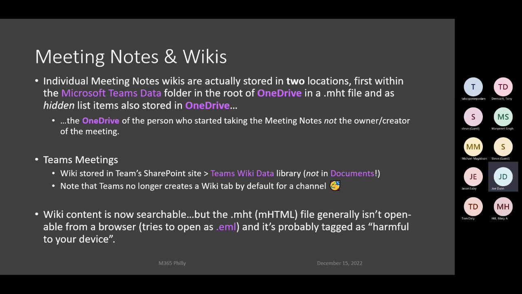Now, very recently, last month, I think, Microsoft went ahead and changed the defaults for Teams. Now you no longer get a wiki tab created by default, which is great because I like using OneNote, and OneNote is integrated with Outlook, has been since it came out. It does great meeting notes. Why they decided to go with a wiki, I'll never understand. But just something to point out about wiki notes.